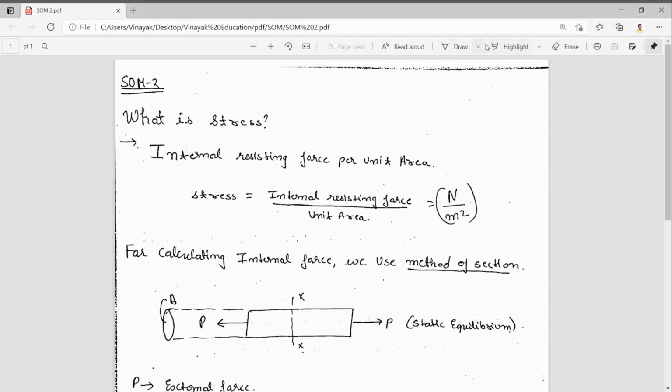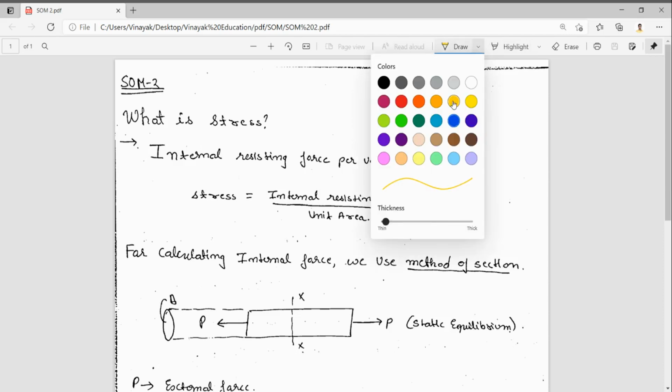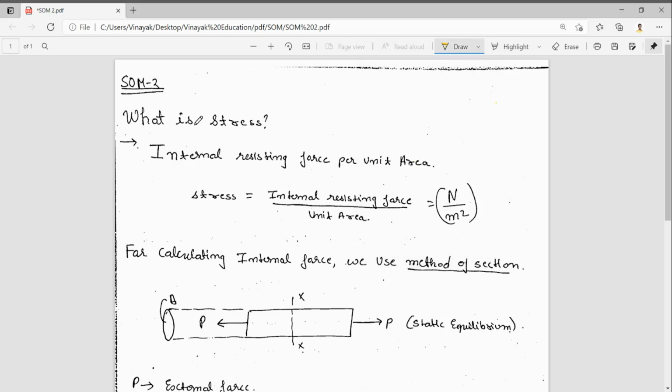In the previous video, we have seen what strength of material is and what the subject is about, and some basic definitions also we have seen. So in this video, we will see what is stress. What is stress? Generally we will say the stress equals force per area, but this is the wrong definition because the force here is the resisting force, not the applied force. So I will give one example so you can understand.